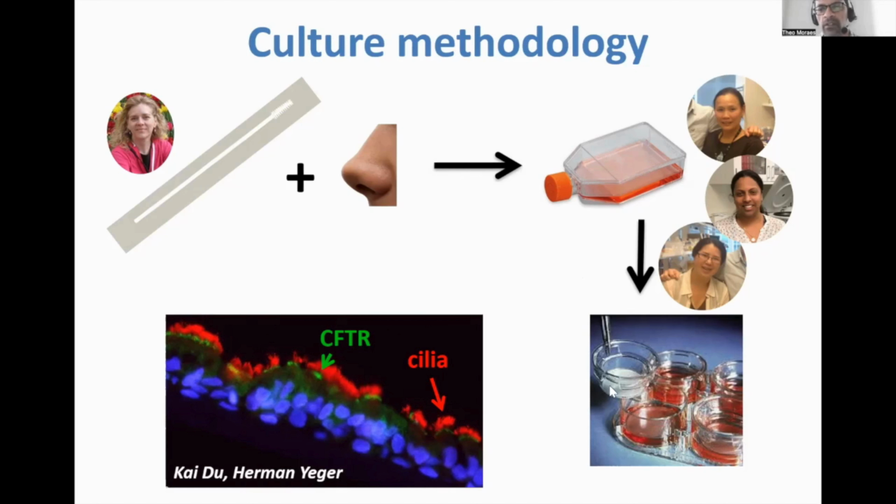This arrow is just holding a little insert, and there's a semi-permeable membrane, which means the cells can sit on the top but still get nutrition from the media at the bottom. And this allows them to grow in an air-liquid interface. And because they can grow in an air-liquid interface, they can differentiate and they mimic the airway found in a human lung.